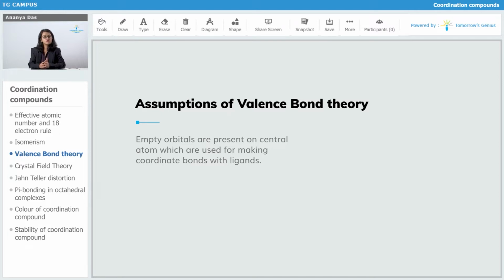If empty orbitals are not present, then the central metal atom will not be able to take up the electrons from the ligands. For instance, like an analogy, there is a neighbor and there are you, okay? And your neighbor has a fridge and he wants to give it to you. But if you do not have space in your house for keeping that fridge, you cannot take that fridge from your neighbor. Similarly, if the metal wants to take away the electrons from the ligand, then the metal has to have some space to store those electrons. And therefore, that metal should have an empty orbital where it can store those electrons which are donated by the ligand. So, that is why the empty orbitals should always be present on the central metal atom.